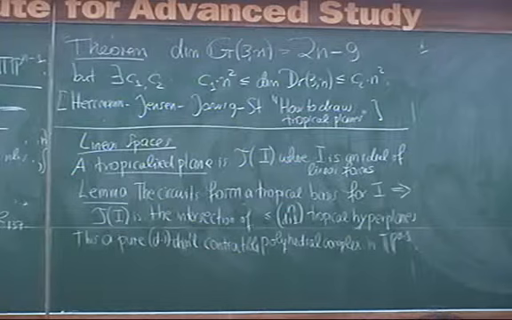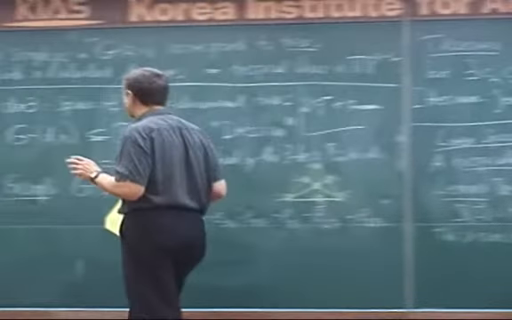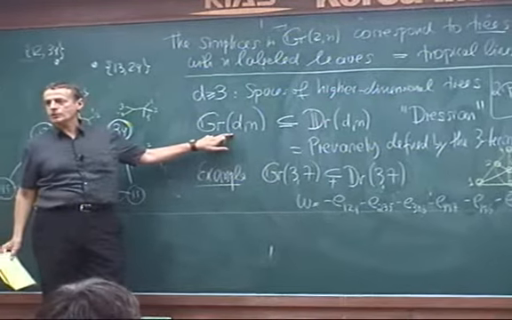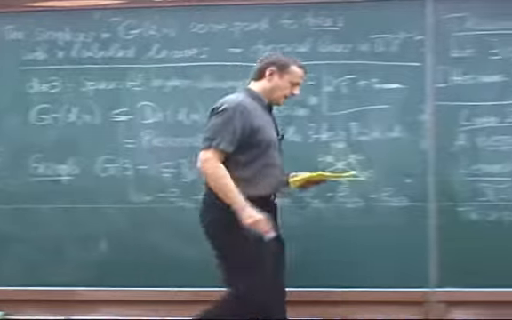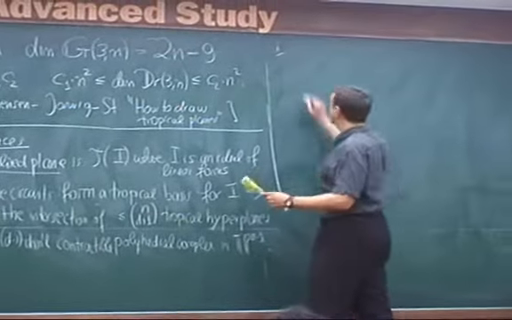Now there's another theorem which I don't have time to state, and it's still the case that the Grassmannian parametrizes tropicalized linear spaces. So the points on the Grassmannian are in one-to-one correspondence with the tropicalized linear spaces. But now let's define tropical planes and tropical linear spaces in general.